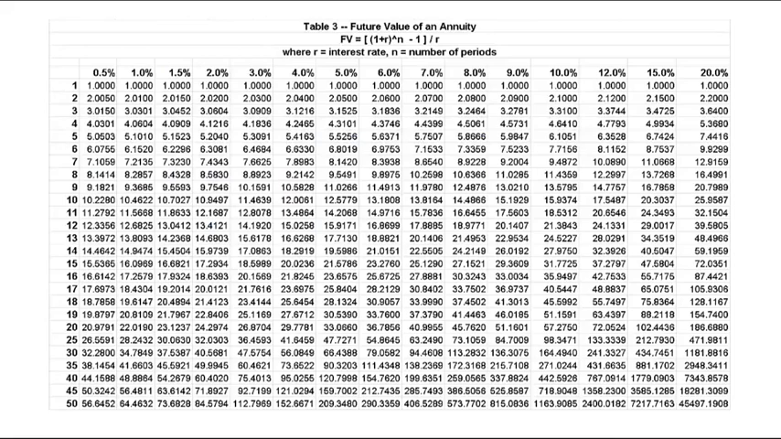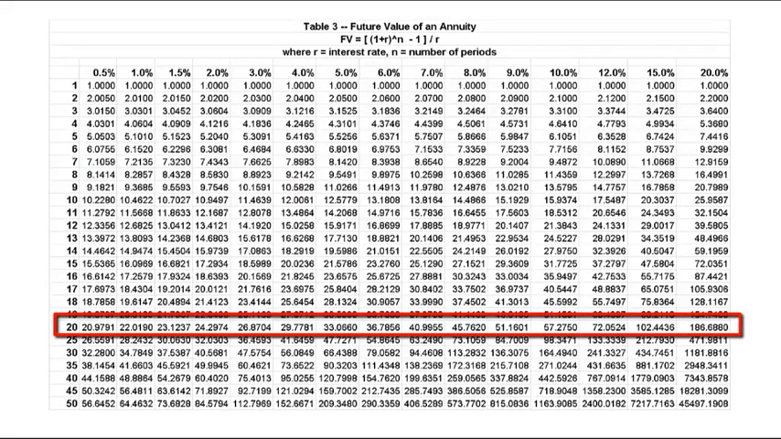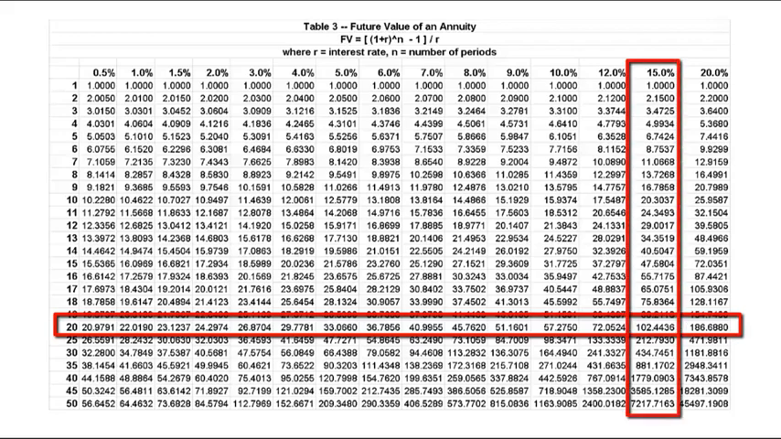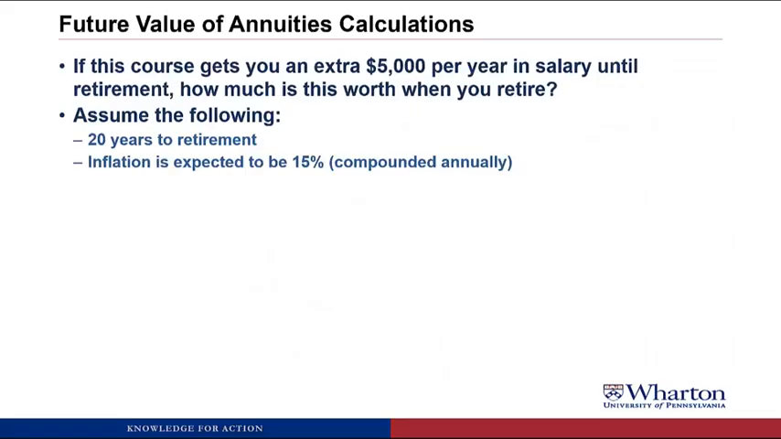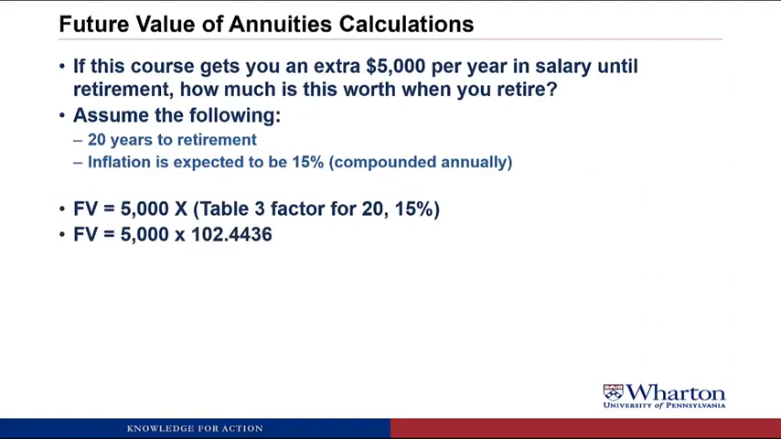So here's table 3, which is our future value of annuity table. So we go down to the row for 20 years and across to the column for 15%. And we see that at the intersection, the factor is 102.4436. So using our formula, that's future value equals 5,000, the annuity payment, times this factor, which was 102.4436, which is $512,218.